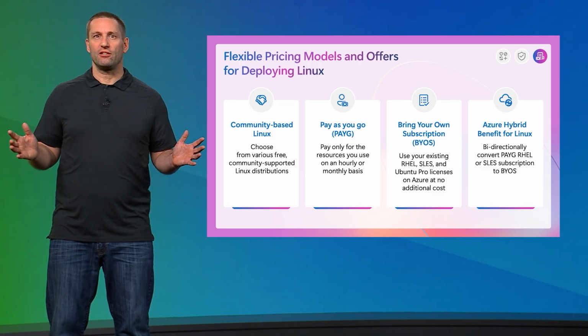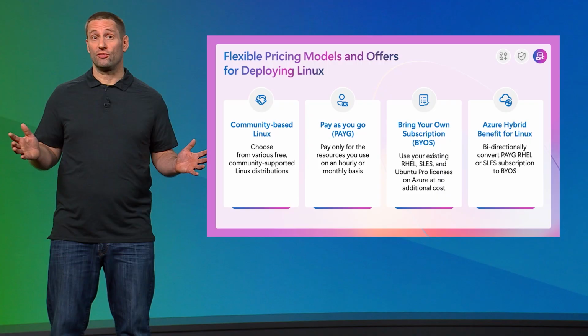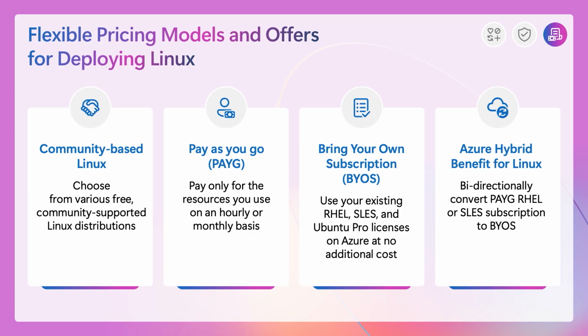Azure offers the most flexible licensing options for deploying Linux workloads. You can choose from a range of free community-supported Linux distributions, including Debian, Alma Linux, Rocky Linux, and Fedora. If you require a commercial paid Linux distribution, such as Red Hat Enterprise Linux, SUSE Linux Enterprise Server, or Ubuntu Pro, you have the flexibility to choose a pay-as-you-go model, paying only for the resources you use, or a bring-your-own subscription model, allowing you to use your existing subscriptions in Azure at no extra cost.